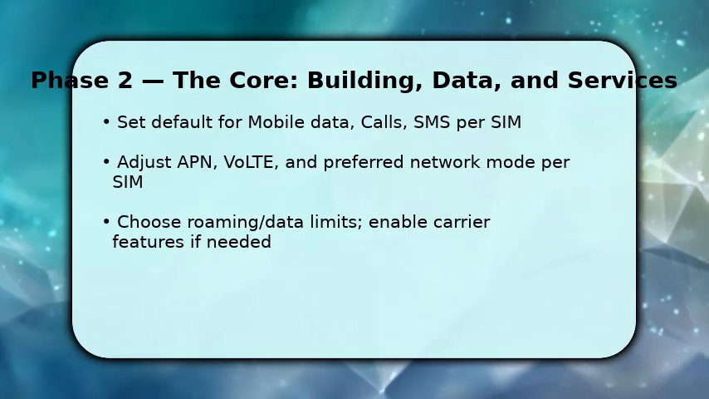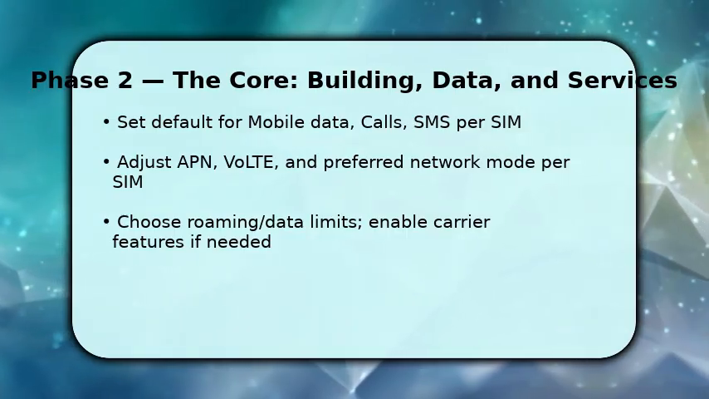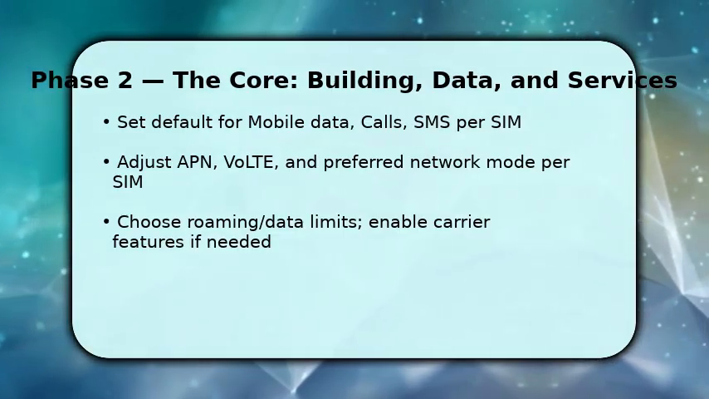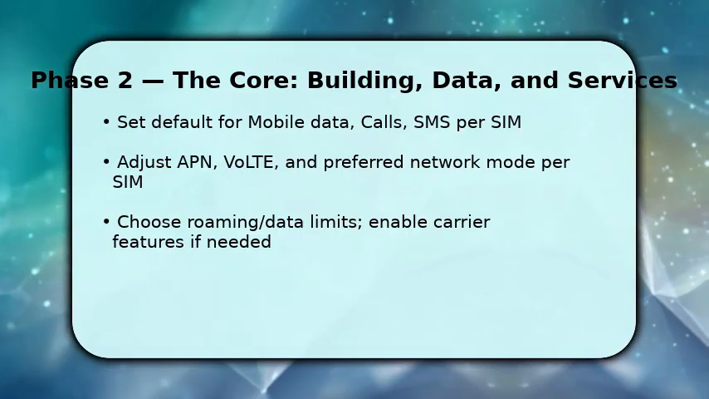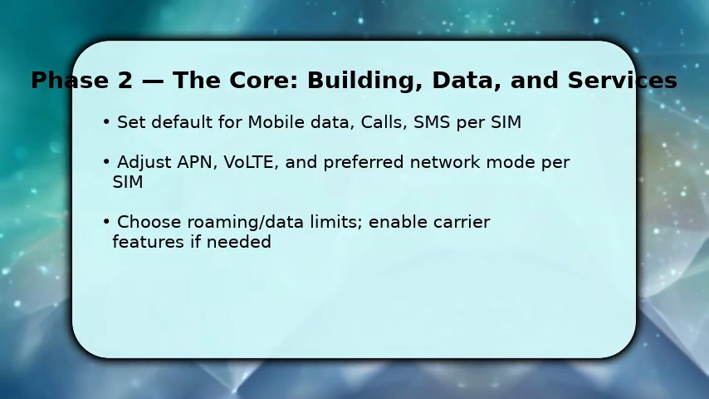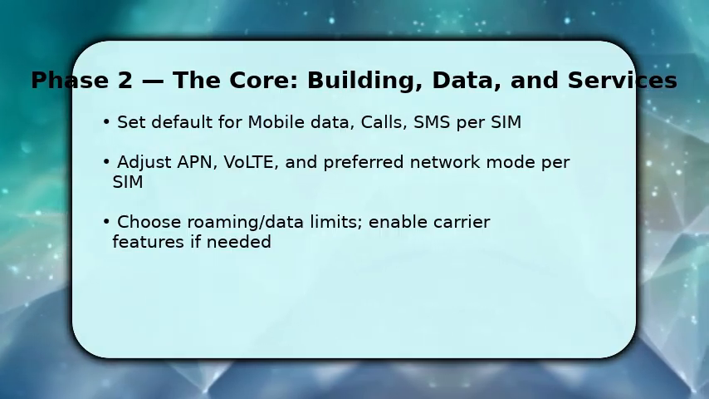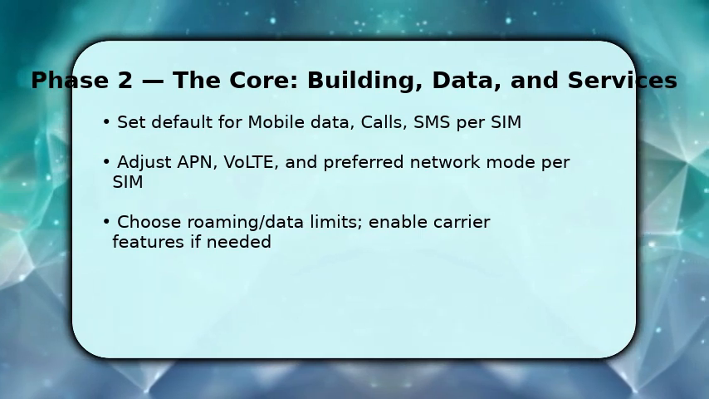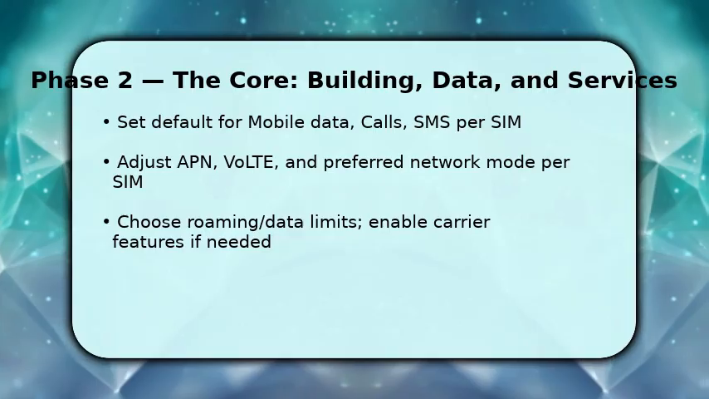Next, open each SIM's advanced options to set APN, enable VoLTE, and select preferred network mode, 4G/3G/2G, so data and calls work properly. Also set data roaming and usage limits if applicable, because once done, traffic will route according to these priorities and carrier features. Finish by testing each line.